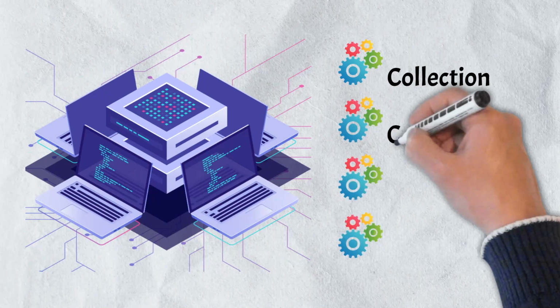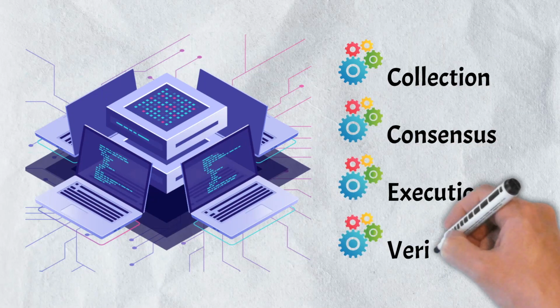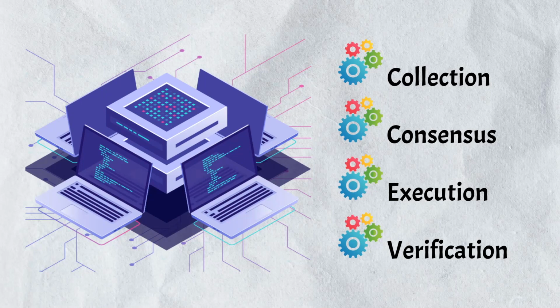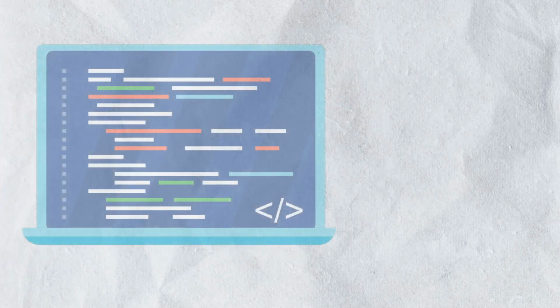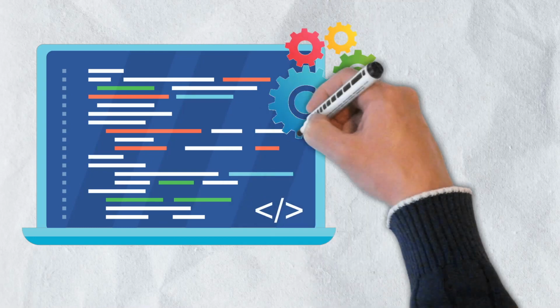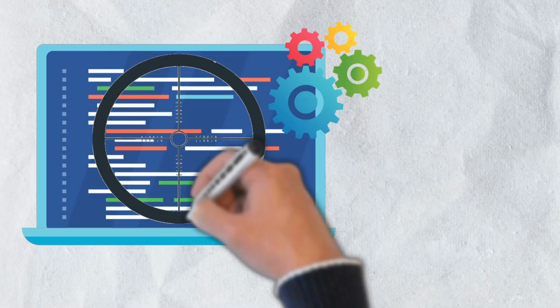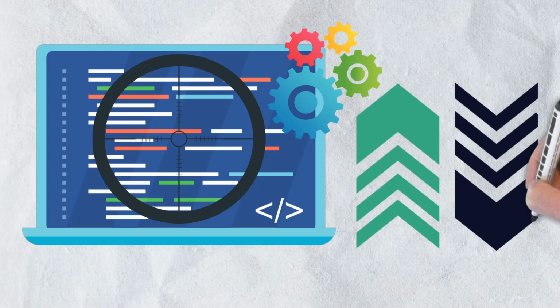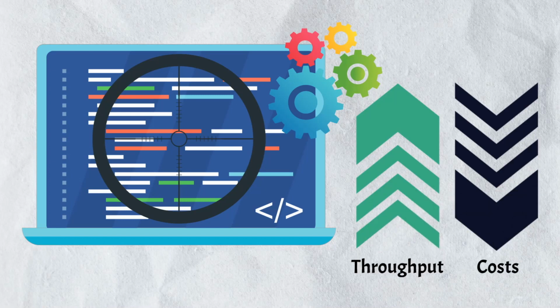Those roles are collection, consensus, execution, and verification. Every validator node continues to participate in the validation of every transaction, but only at one of the stages. As a result, they can specialize in and greatly improve the effectiveness of their specific stage of focus. This approach allows higher throughput by the thousands and cheaper costs.